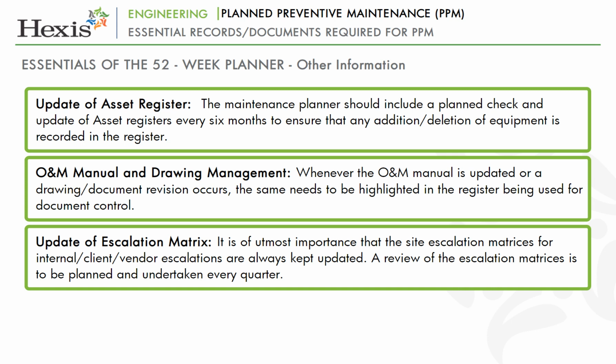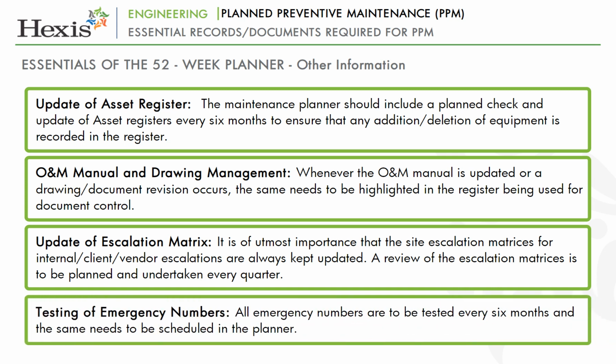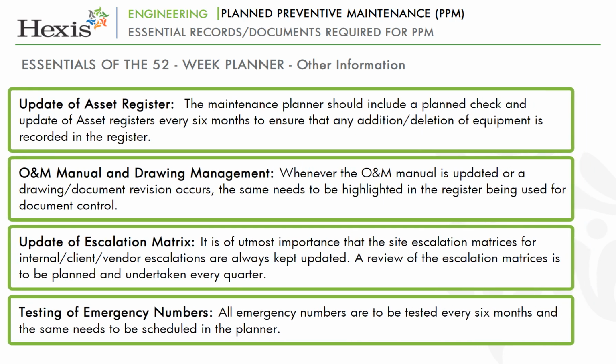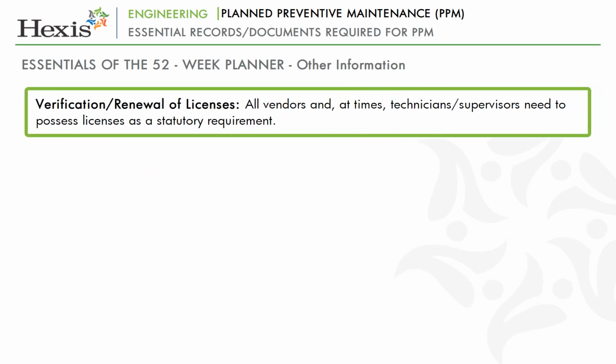A review of the escalation matrices is to be planned and undertaken every quarter. Testing of emergency numbers. All emergency numbers are to be tested every 6 months and the same needs to be scheduled in the planner.